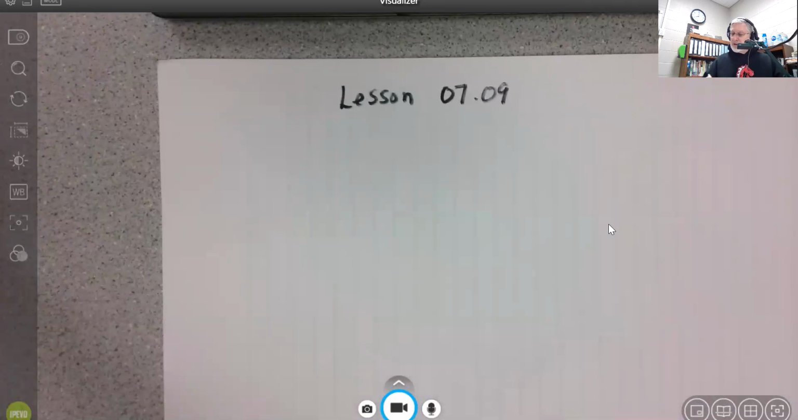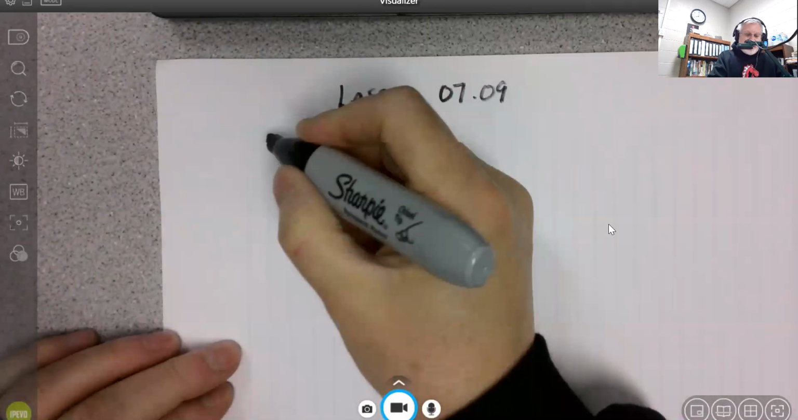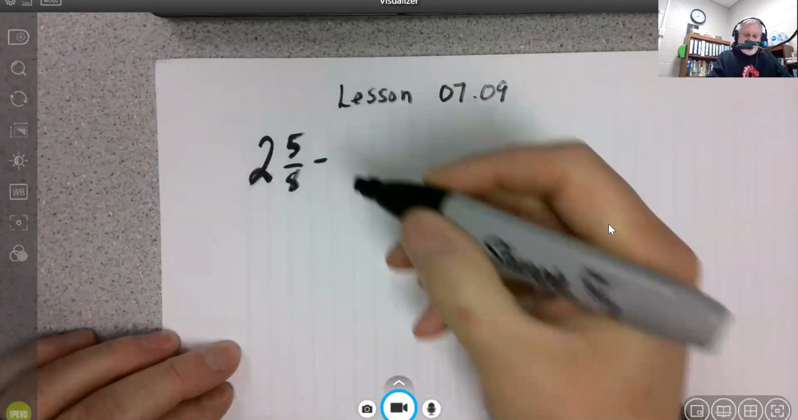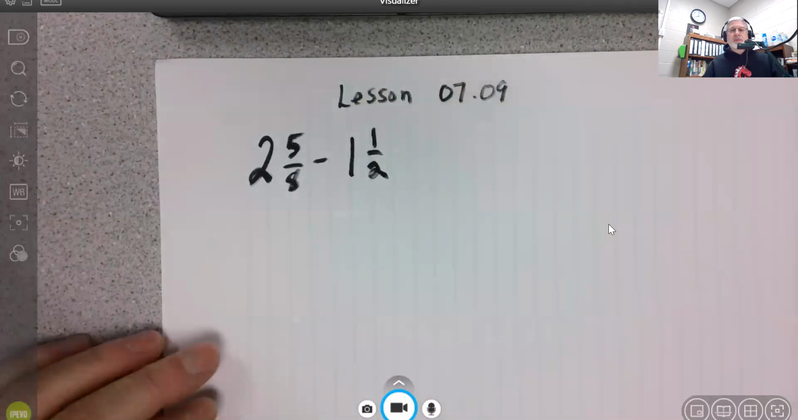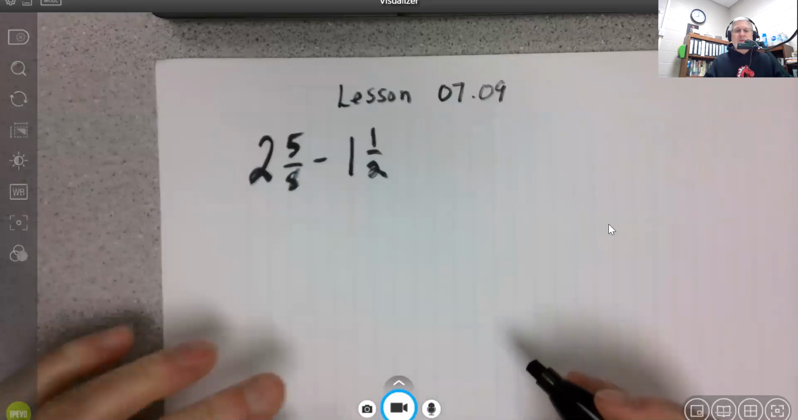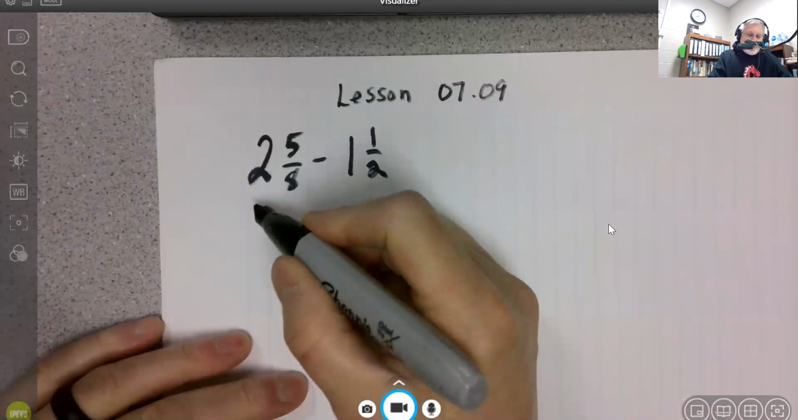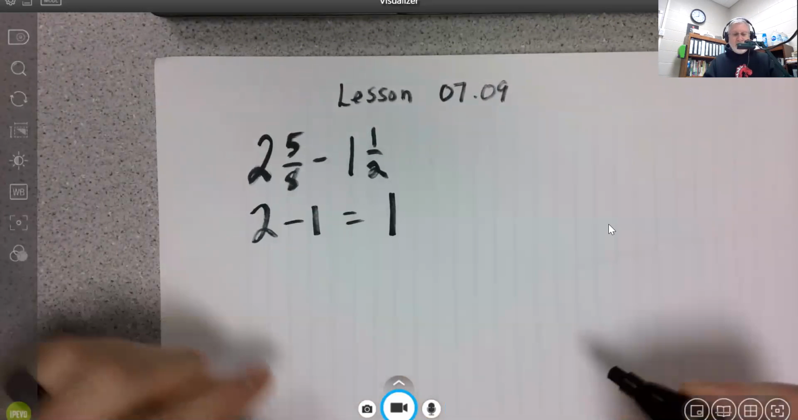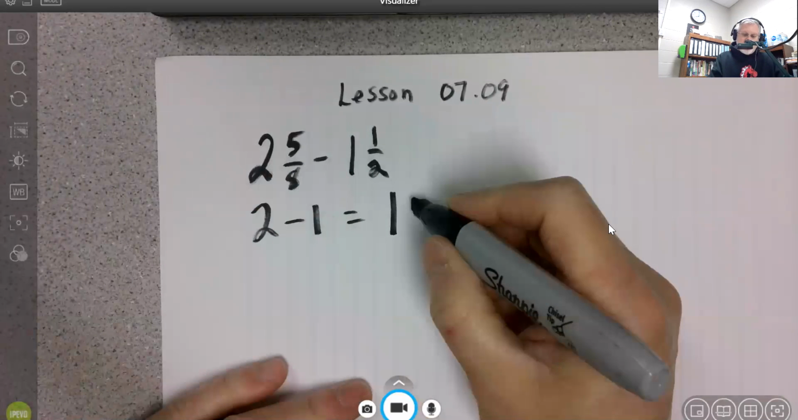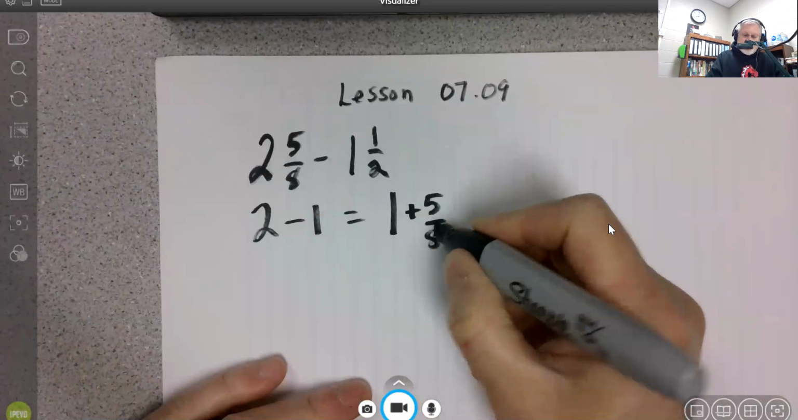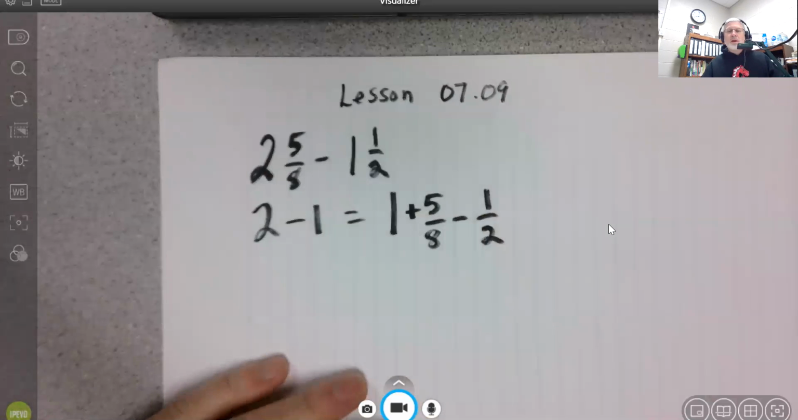All right, so our first problem is going to be 2 5/8 minus 1 1/2. Okay, 2 5/8 minus 1 1/2. My first step is to subtract my whole numbers. So I want to subtract 2 minus 1, and then I get 1. And then I want to look at my fractions, and I have 5/8 minus 1/2.